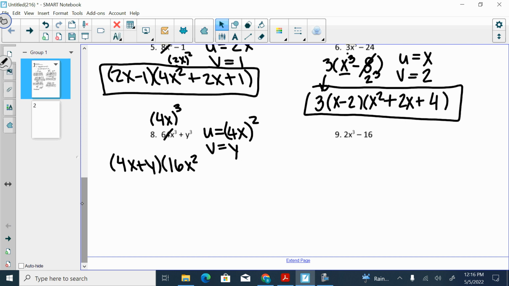Okay? Then the formula says we should have minus u times v. So what would 4x times y be? 4xy. And then we should have plus v squared. What's that going to be for us? 2y. Y squared. There we go.